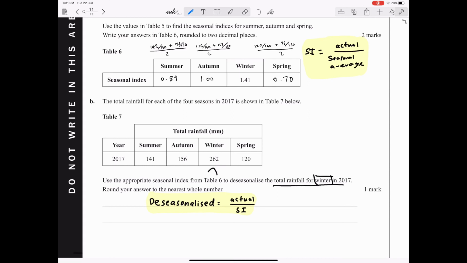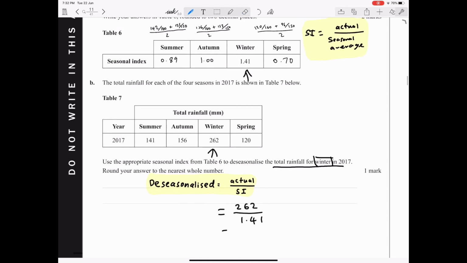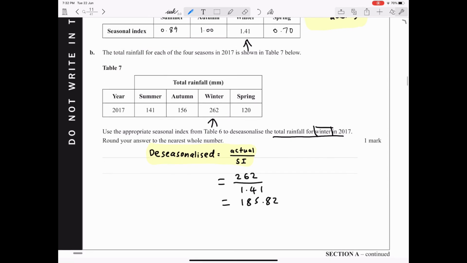So the actual value for the total rainfall for winter is 262 millimeters. So write 262 divided by the seasonal index for winter. So from table 6 we know that the seasonal index for winter is 1.41. So write 1.41. Put that on your calculator and you get 185.82 to 2 decimal places. But the question wants us to round the value to the nearest whole number. So therefore 186 millimeters is the deseasonalized rainfall for winter 2017.